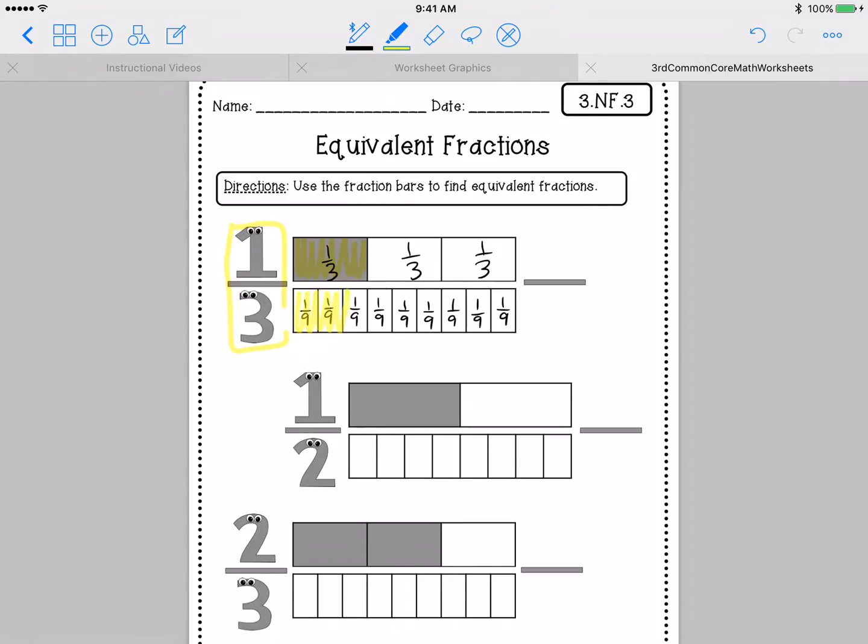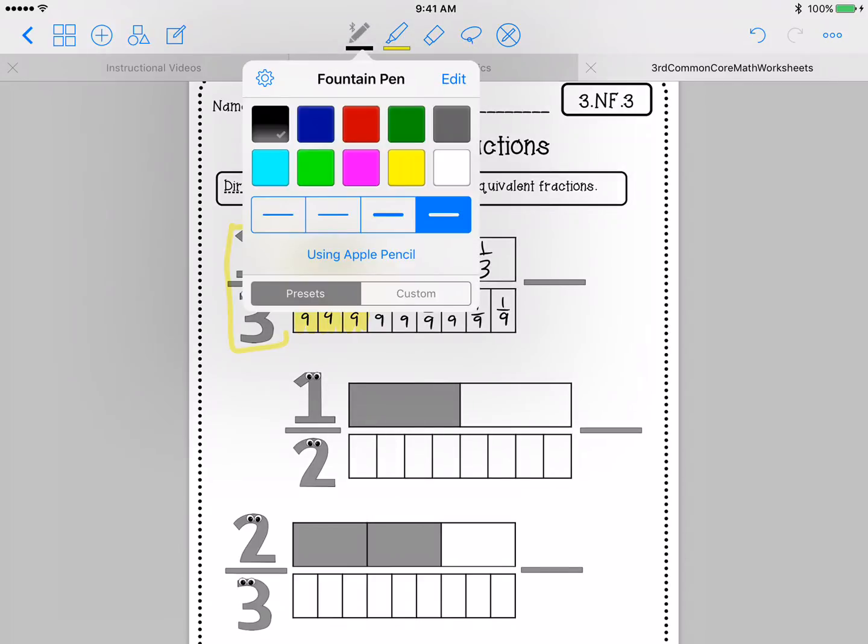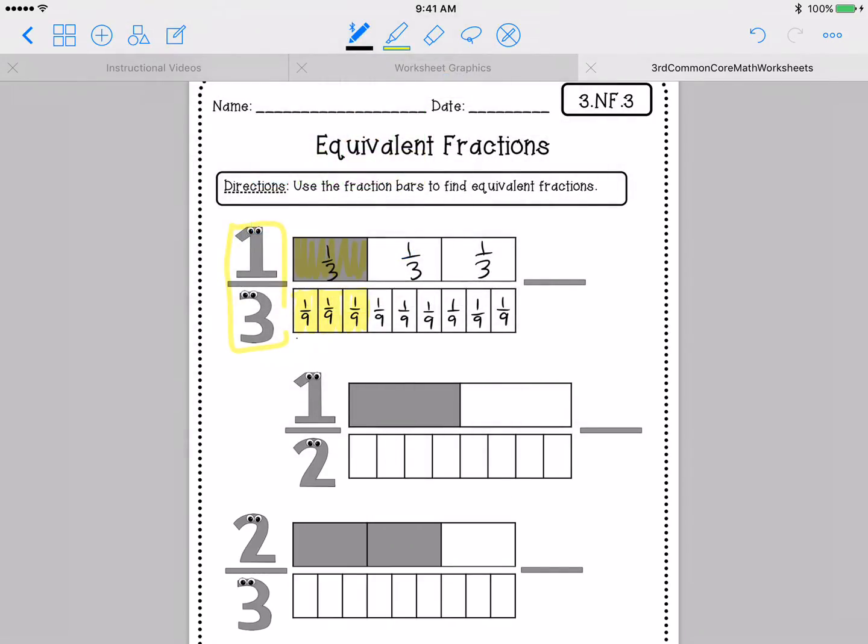If I color in these 3 ninths, it takes up the same amount of space as 1/3. So what I'm seeing is that 1/3 is equivalent to 3 ninths. There are 3 ninths right there. So 1/3 is equivalent to 3 ninths.